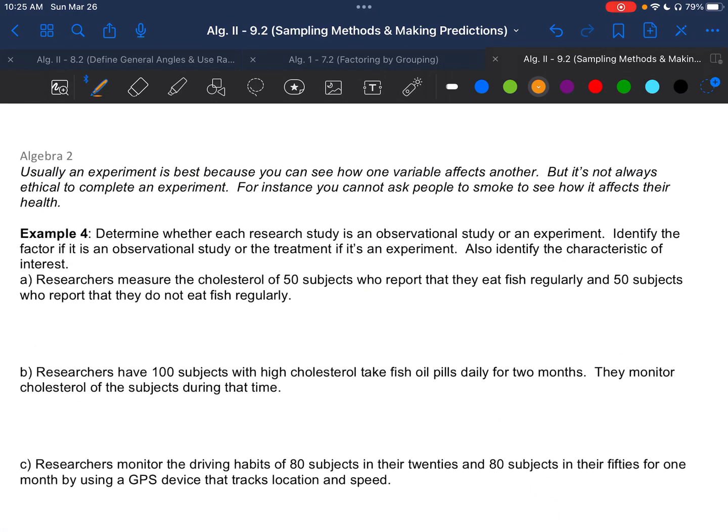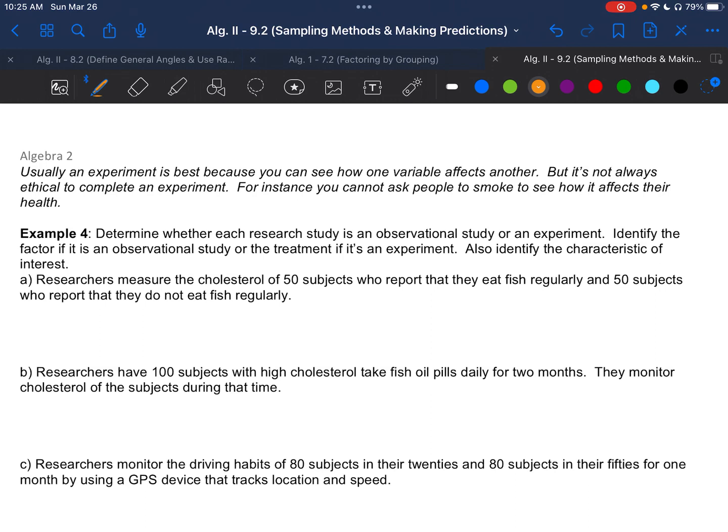So usually an experiment is best because you can see how one variable affects another, but it's not always ethical to complete an experiment. For instance, you can't ask people to smoke to see how it affects their health. So you would only be able to do a study. But if you can do an experiment, you can get a better idea on if it's changing it or not, because you get to control more of the factors and just narrow it down to one factor that's changing.